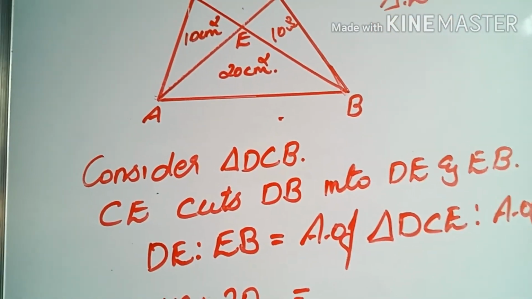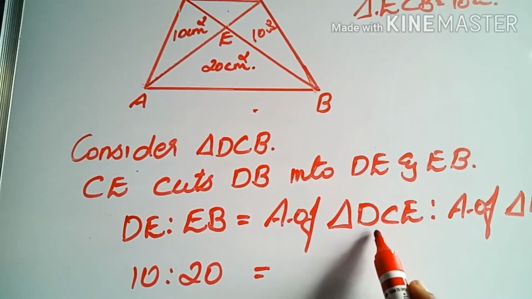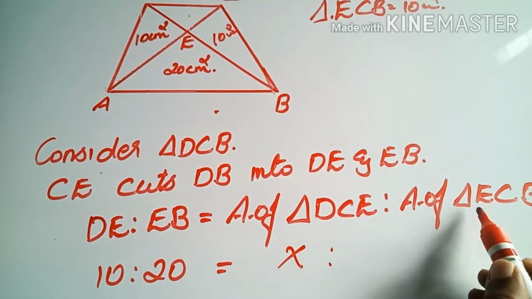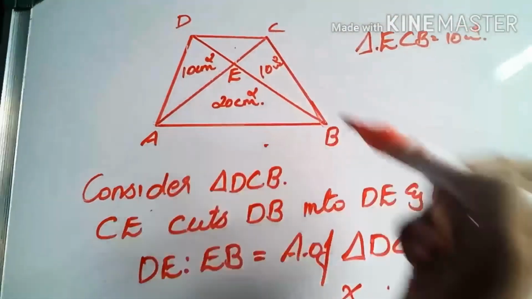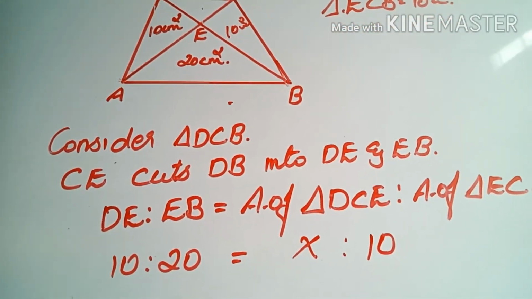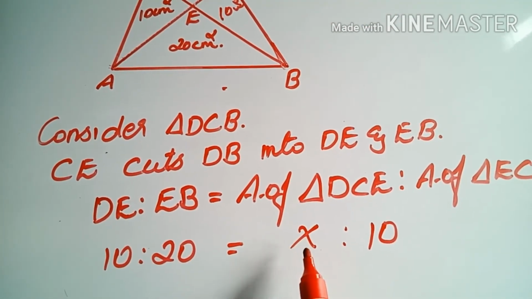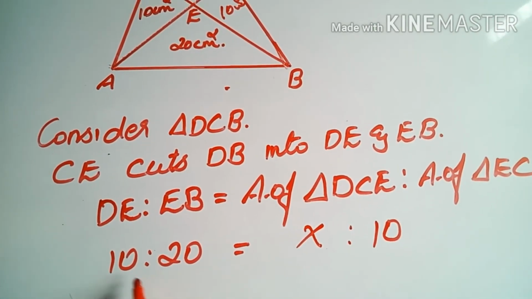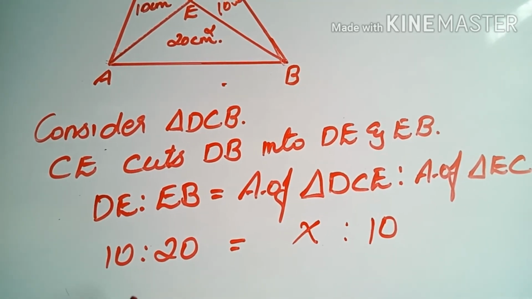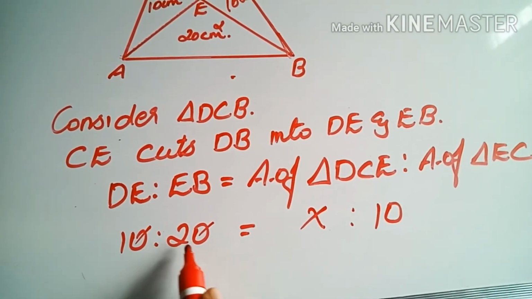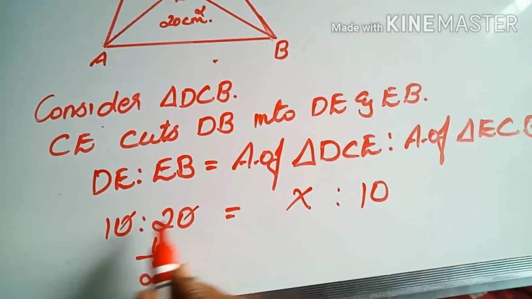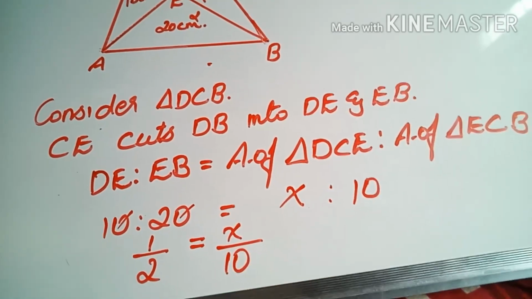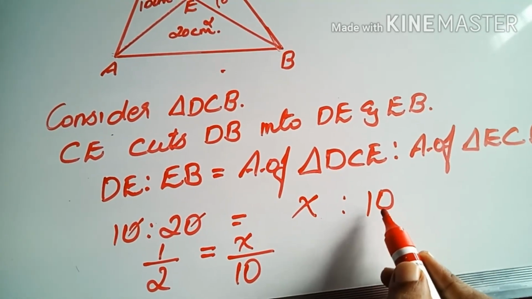So here 10 is to 20 equals the area of triangle DCE, that we don't know, let's take it as X, capital letter X, is to the area of triangle ECB, that we know. ECB area is 10 here. Now in order to find this X, apply the fraction rule. For a ratio, in the previous problem we learned that we can write it as a fraction. So before that, cut these zeros, so it will be 1 is to 2. 1 is to 2 means 1 by 2 equals X by 10. Here nothing to cancel, that's why we write 10 itself.